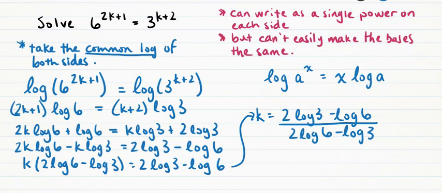If you want the approximate value for k, you would type this expression into your calculator. Most calculators will calculate the common logarithm, but not necessarily logarithms using other bases. And then you could round to the appropriate number of decimal places.